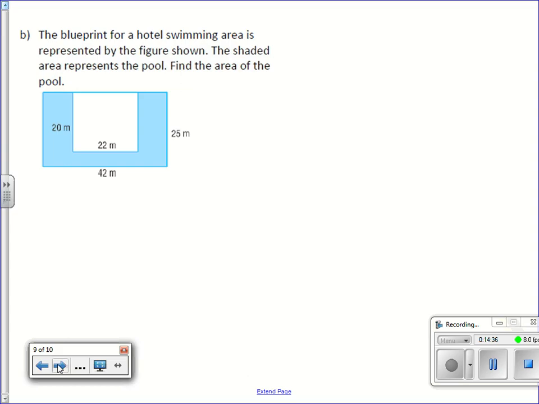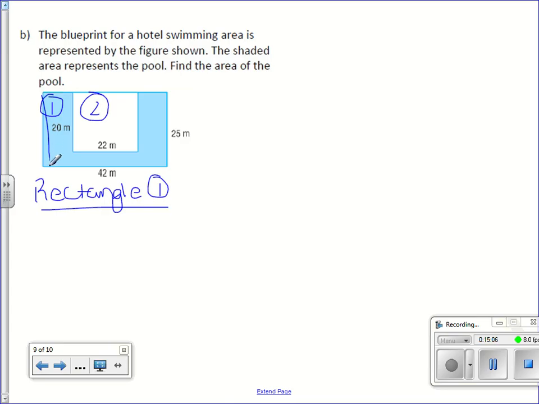Letter B. The blueprint for a hotel swimming area is represented by the figure shown. The shaded area represents the pool. Find the area of the pool. Okay, so we actually have 2 rectangles here. Because we have 2 rectangles, I'm just going to label them Rectangle 1 and Rectangle 2. So let's find the area of rectangle 1. And rectangle 1 is this bigger rectangle here.